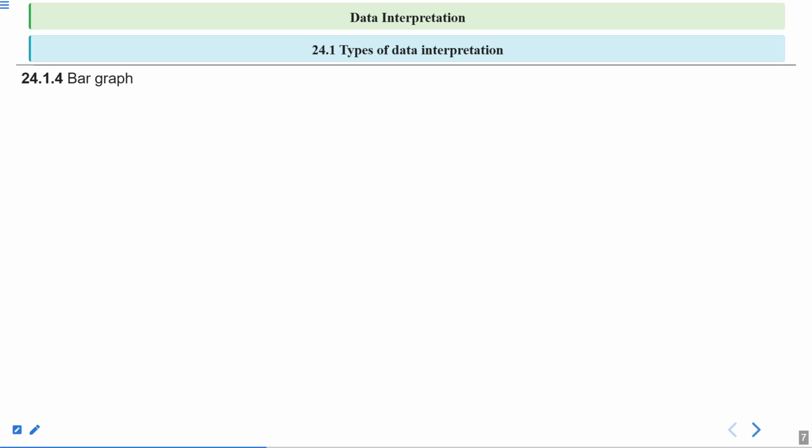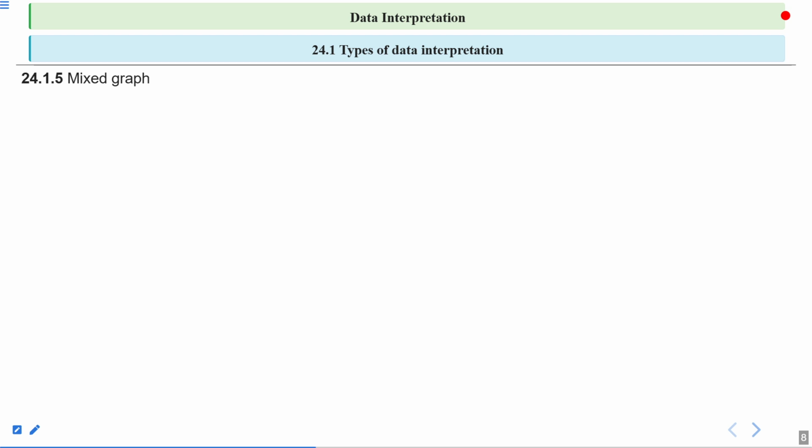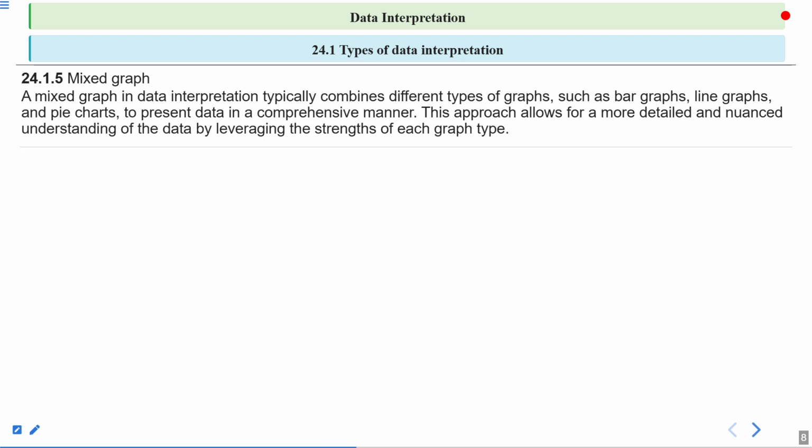Next one, bar chart, bar graph or bar chart we can say that. So a bar graph displays data using bars, where the length or height of each bar represent the value of the data. Next, mixed graph. A mixed graph in data interpretation typically combines different types of graphs such as bar graph, line graphs and pie charts to represent data in a comprehensive manner. This approach allows for a more detailed and nuanced understanding of the data by leveraging the strength of each graph type.